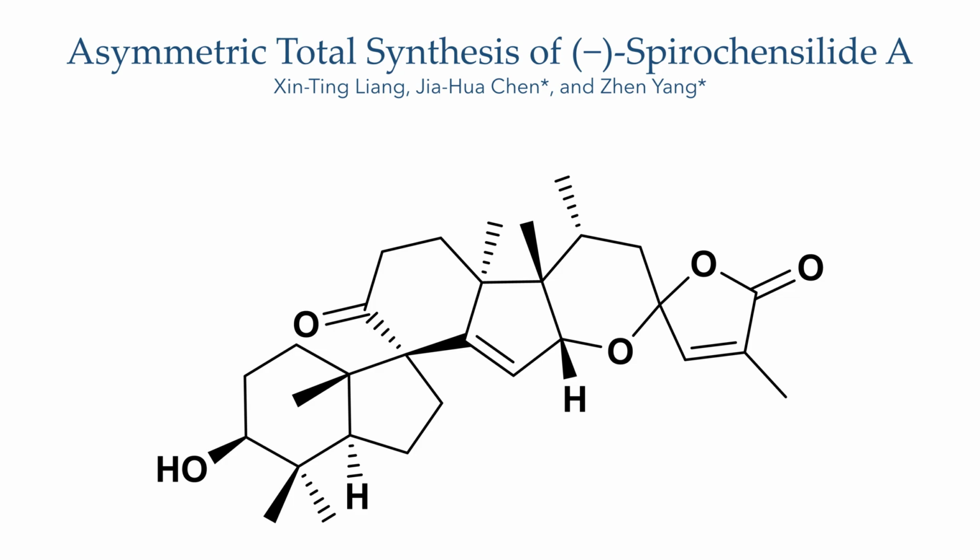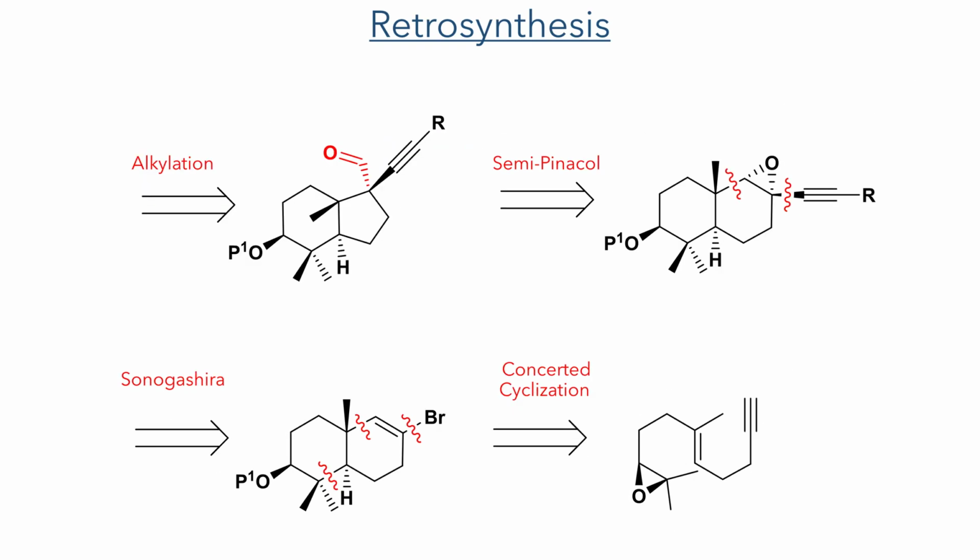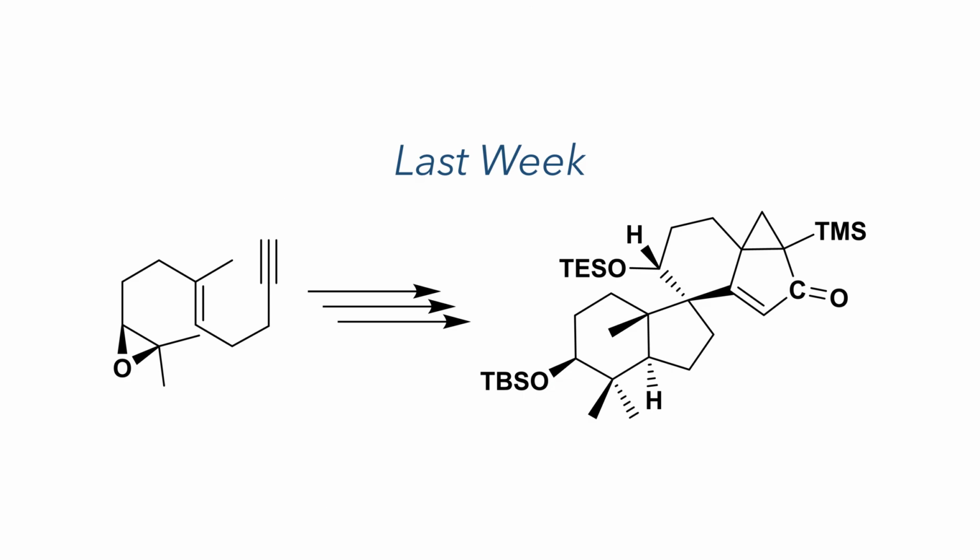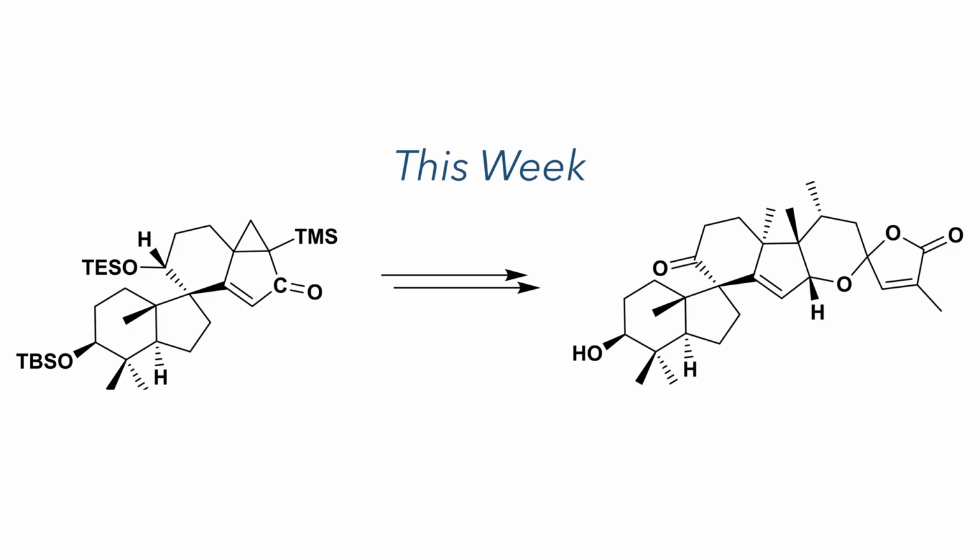Last week, we started looking at the synthesis of Spirochensilide A. We covered the retrosynthesis and also the first stages of the forward synthesis, where they started with the geranyl derivative and produced the advanced intermediate. This video will be covering the remainder of the synthesis and how they finally achieved this challenging structure.